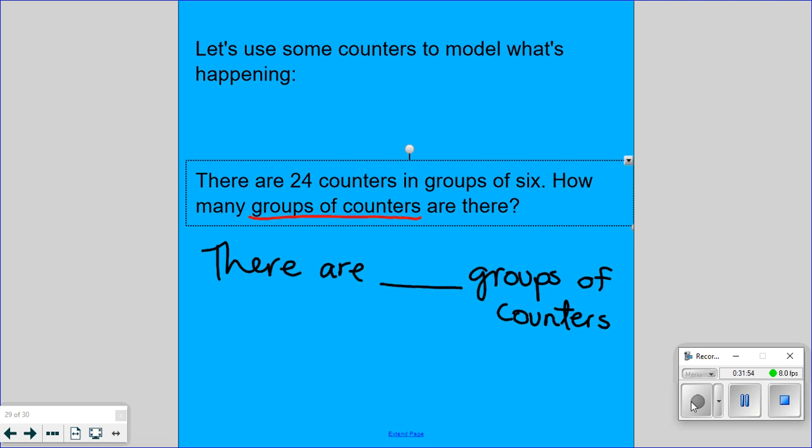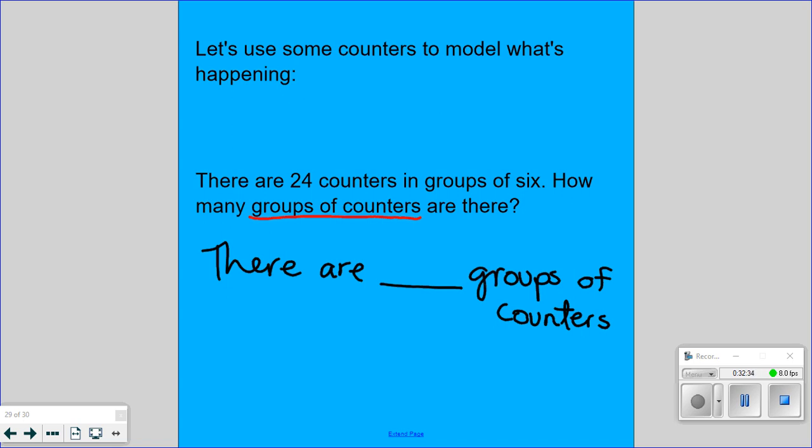Pay close attention to that language. Heidi? Putting them into groups of 6. What does that mean? Groups of 6. What's another way to say that? There are 24 counters in groups of 6. But what does that mean? What's another way I could say groups of 6? Macklin? That really means like there's 6 in each group.